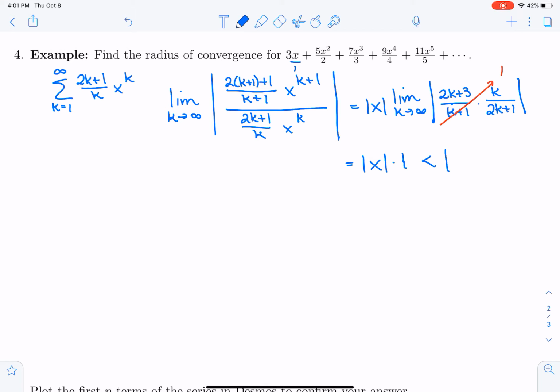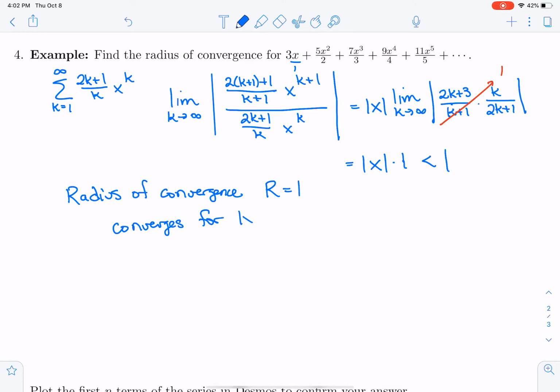Okay, so we have a radius of convergence, which is r equal to 1. And that says that the series converges for absolute value of x less than 1, and it diverges for absolute value of x greater than 1.